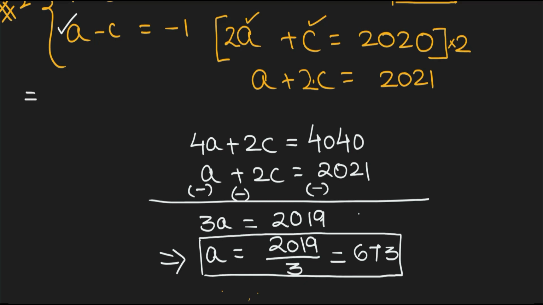Then we can write this equation as 673 minus C is equal to minus 1. And we can write C is equal to 673 plus 1, that is 674.